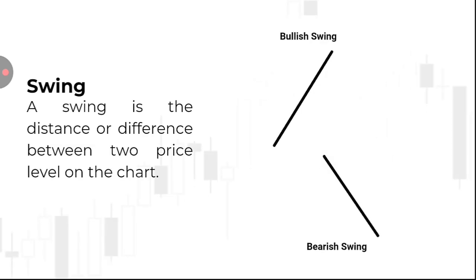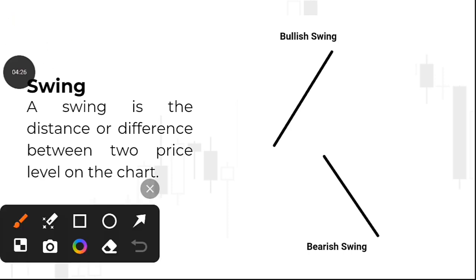The first one we have here is a swing. So what exactly is a swing? A swing is the distance or difference between two price levels on the chart. One thing to have at the back of your mind first is that when we say price moves in a specific direction, that is a trend in the forex market, it doesn't mean that price moves on a straight line or on a vertical line. Price moves in a zigzag formation like this.